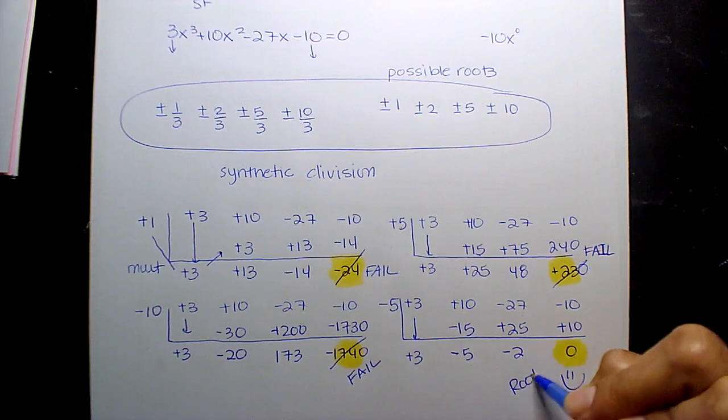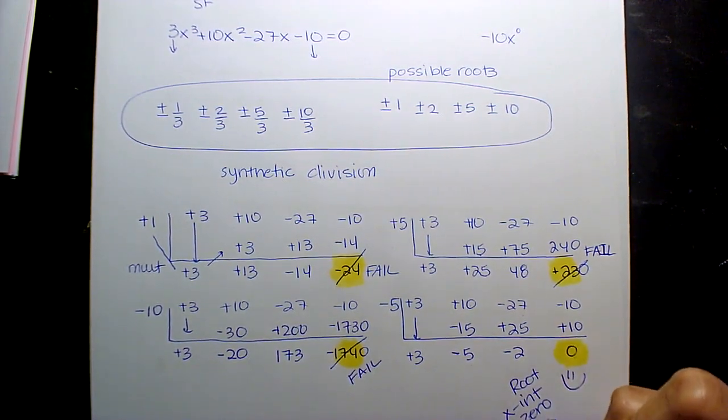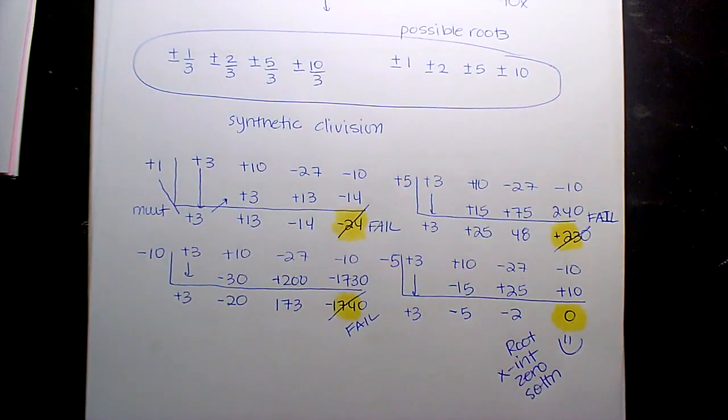This is a root, this is an x-intercept, this is a 0, this is a solution. Pick your synonym. That's what that means. Okay, so that means negative 5 is a root. So if you were looking at a graph, the function is crossing the x-axis at negative 5.